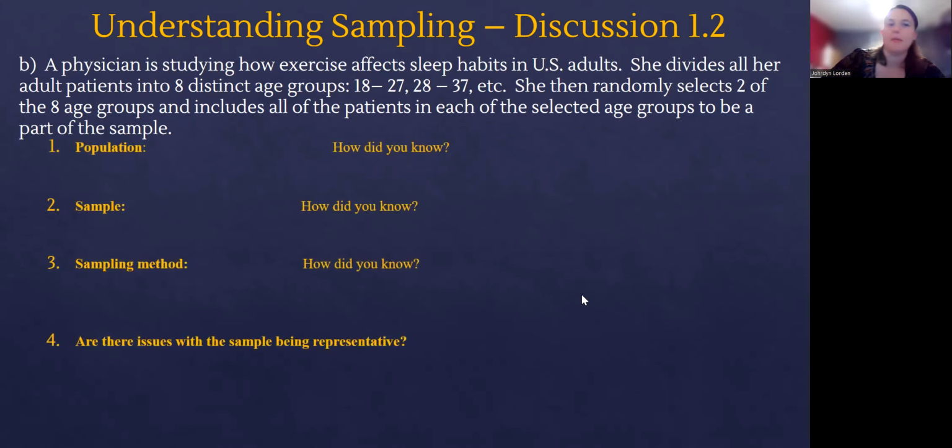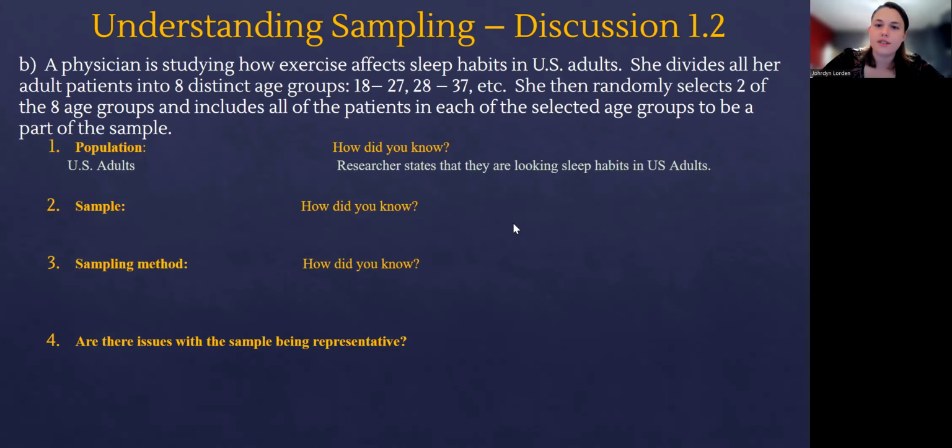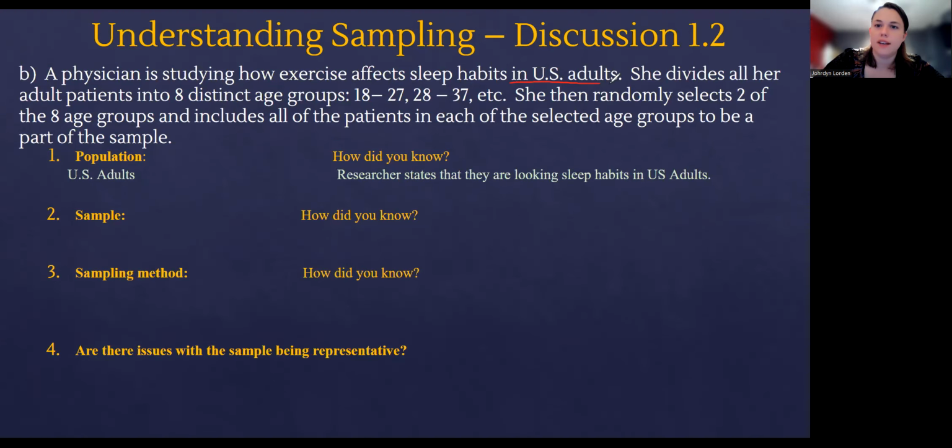All right, so looking at problem B here, our population is US adults. How do we know? The researcher states that they are looking at the sleep habits of US adults. So right here, it says sleep habits in US adults. So that's where we're getting that information. So make sure that you can identify that. What is the researcher saying? Who is this supposed to represent?